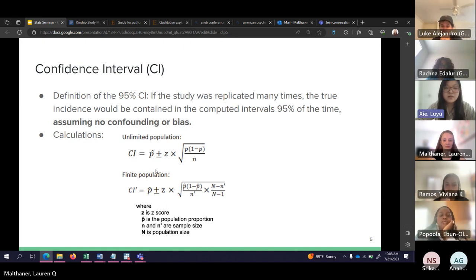Next slide, please. Okay, how many of you have heard confidence interval before? Okay, cool. So for confidence interval, we usually use 95%. It means if the study was replicated many times, the true incidence will be contained in the computed interval 95% of the time, assuming there's no confounding bias. It just gives you a range about the true value. And there are different ways to calculate confidence interval based on your study population. I just list two equations here. I won't go into details, but just give you an idea of how a confidence interval can be calculated. Next slide, please.